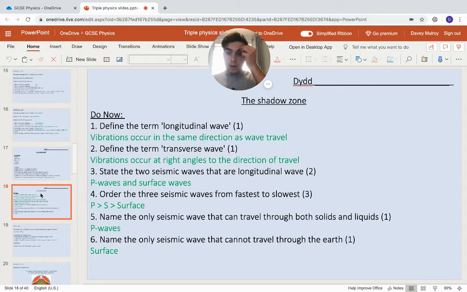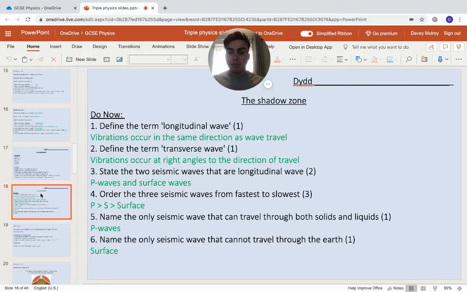Okay, our do now questions. Question 1, define the term longitudinal wave. Well, vibrations occur in the same direction as wave travel. Remember, in our longitudinal wave, they move back and forth. Question number 2, define the term transverse wave. Well, vibrations occur at right angles to the direction of travel. Remember, our transverse wave, shape of a snake, goes up and down.